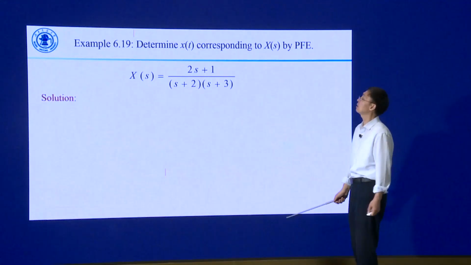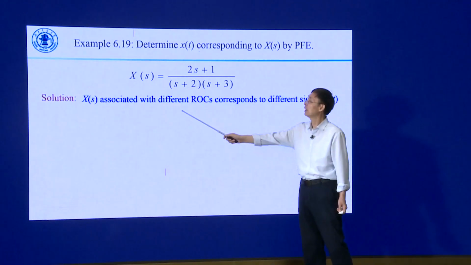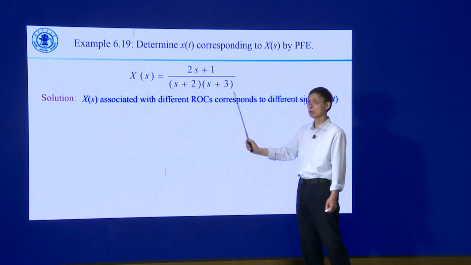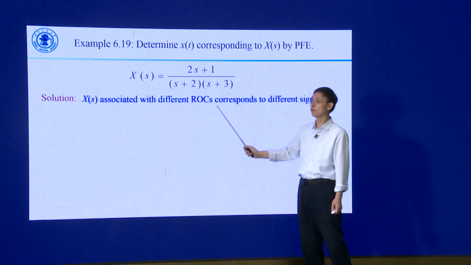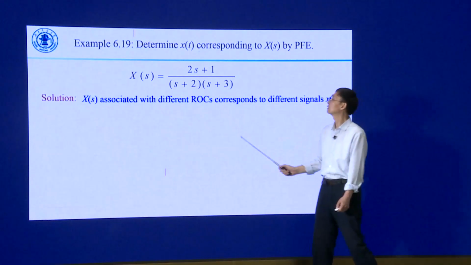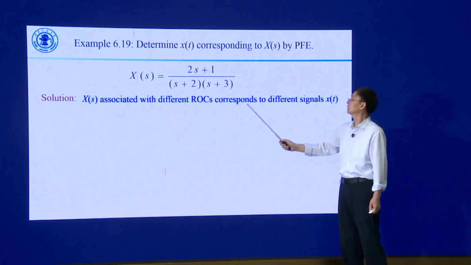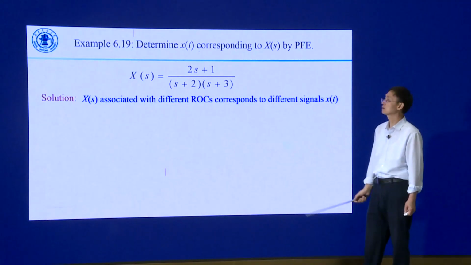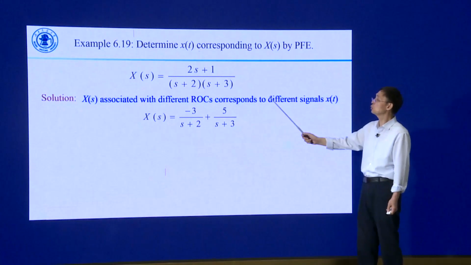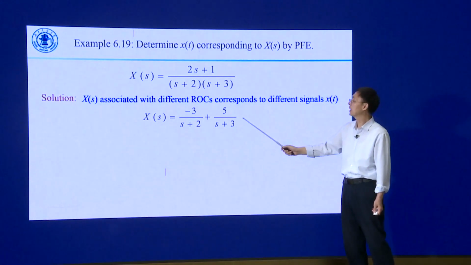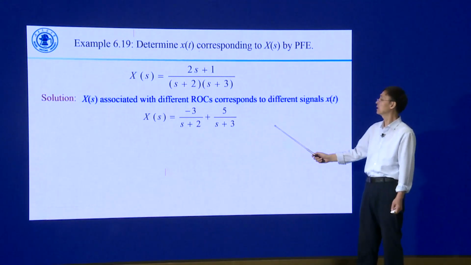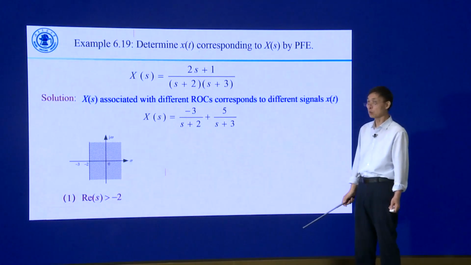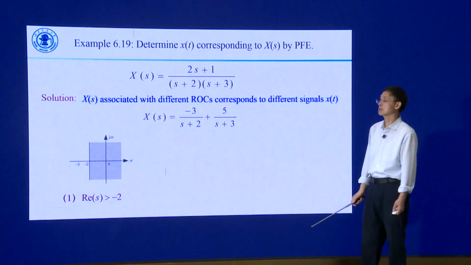Here is an example. X of s associated with different regions of convergence differs to different signals. There are two poles. One is -2, another is -3. So we can get 3 different regions.